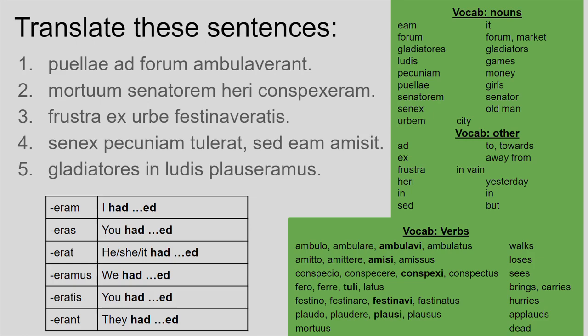And finally, gladiatores in ludis plauseramus. The verb is plauseramus, it's pluperfect again, made from the third principal part of plaudo and the pluperfect "we" ending. So we had applauded. I don't need a nominative again because we are the nominative. So gladiatores must be an accusative plural. In ludis finishes it off, in the games. We had applauded the gladiators in the games. And that's the pluperfect tense.